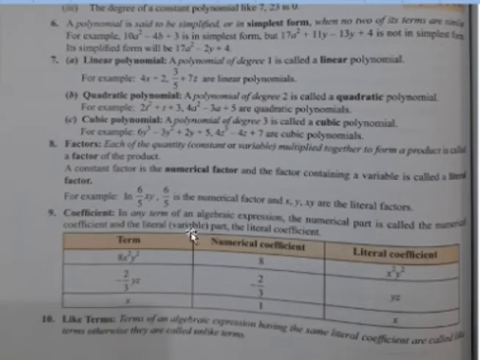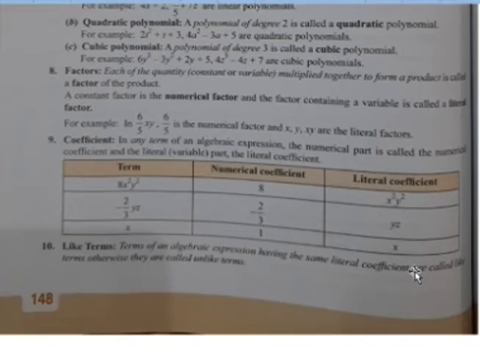How to find out the coefficient of any term? Suppose this is our term 8x square y square. There are two coefficients, numerical coefficient and algebraic or literal coefficients. So 8 is the numerical coefficient and x square y square are the literal coefficients.